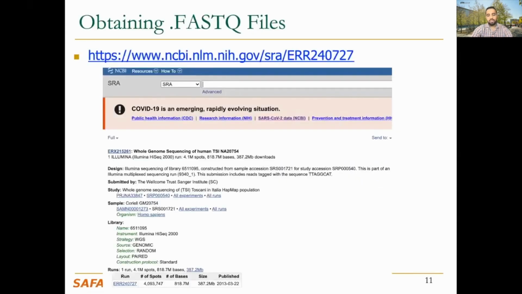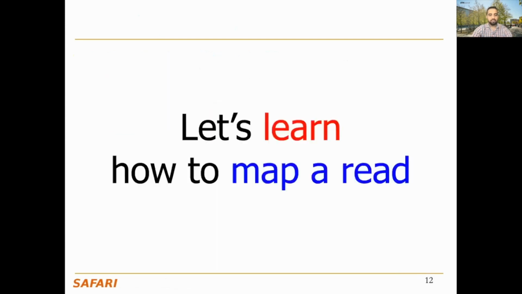Or you can even do the sequencing yourself. If you are rich enough, you can pay for the sequencing cost. Then you can do the sequencing yourself and get the data. Now, assume we have the data. How do we map a read?